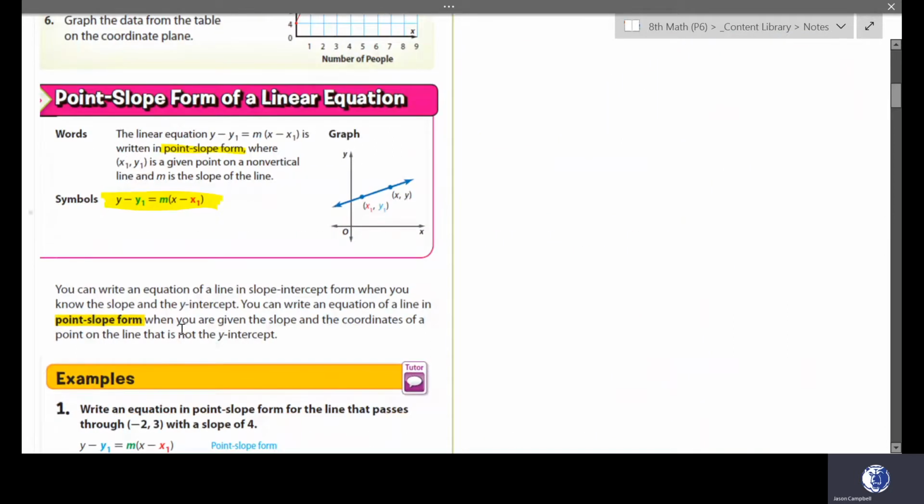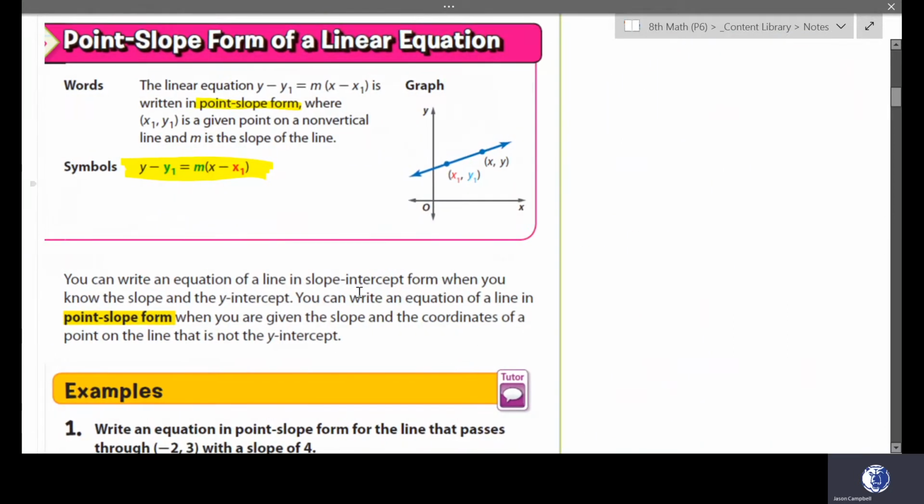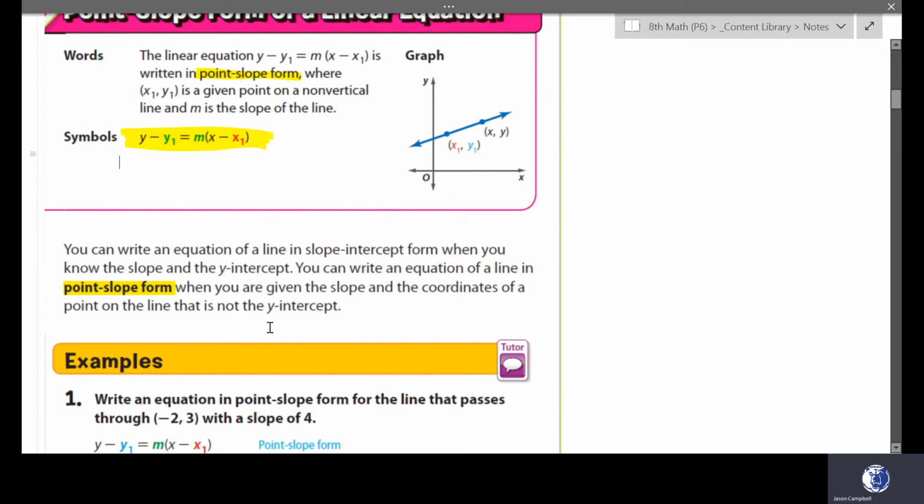You can write an equation of a line in slope-intercept form when you know the slope and the y-intercept. You can write an equation of a line in point-slope form when you are given the slope and the coordinates of a point on that line that is not the y-intercept.